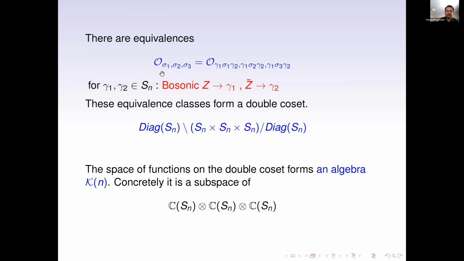So here you have triples of permutations, and you get an equivalent observable if you multiply on the left simultaneously by the same permutation gamma 1 and simultaneously on the right by the same gamma 2. So these are triples of permutations subject to this left and right equivalence. They define a double coset, and it is known that functions on this double coset form a nice algebra, and I'll describe more concretely how to think about this algebra.